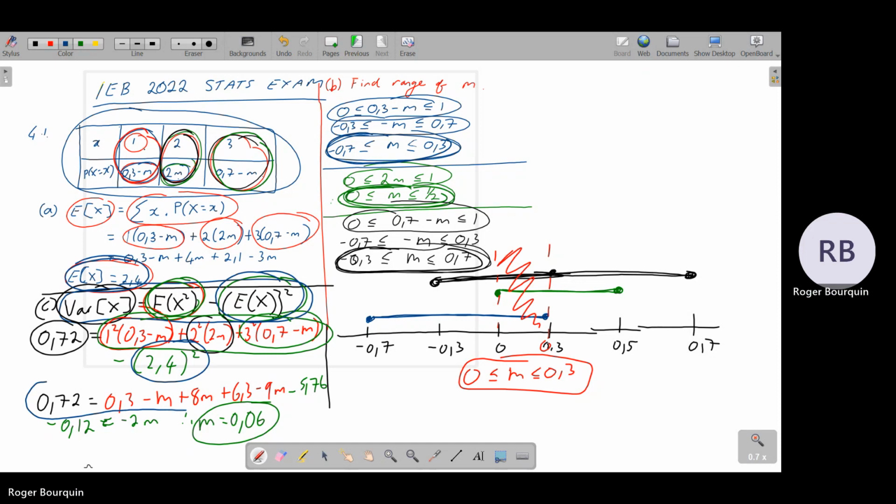Just by distributing, negative 2.4 squared is negative 5.76. Get your constants to one side, it should work out to negative 0.12. Keep your m's on the right, negative 2m, divide both sides by negative 2, and I end up with a solution of m is equal to 0.06. Don't forget your formula sheet for these probability mass functions, and the fact that each individual probability must lie between 0 and 1, and that the sum of your probabilities is 1, although that didn't come up in this particular question.